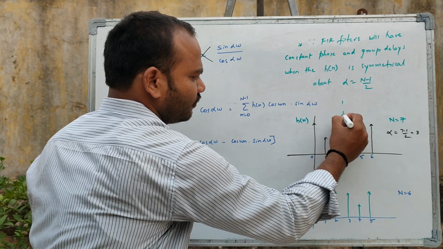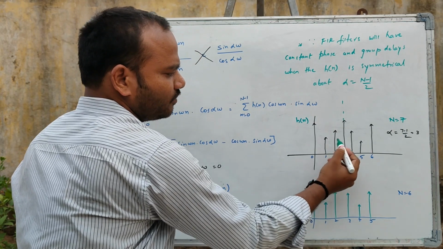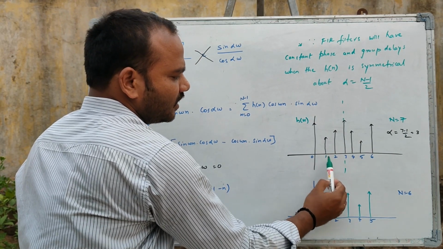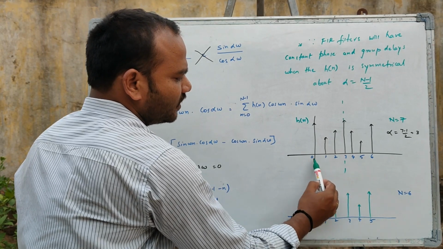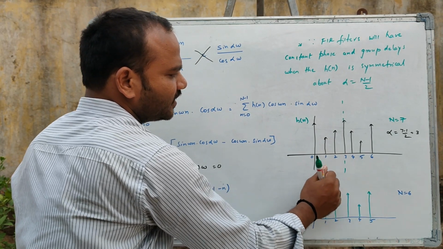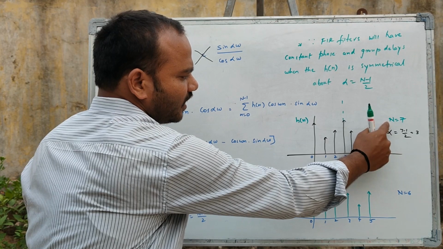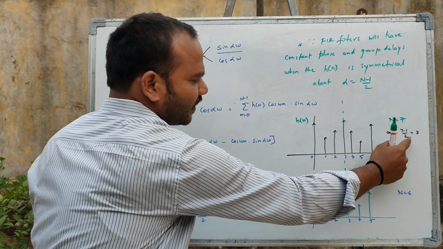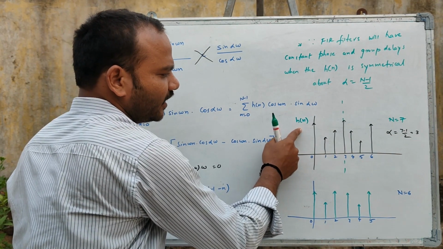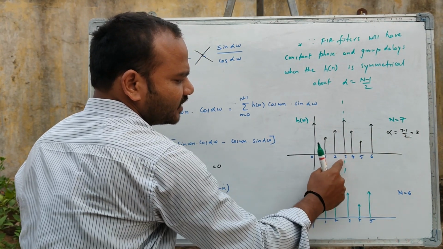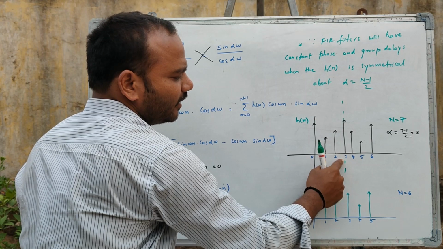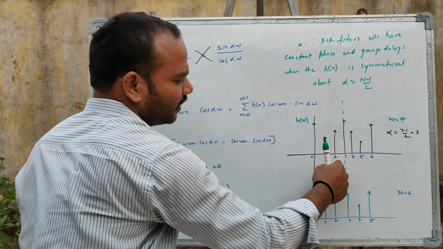So this is the line of symmetry. If you observe, the samples 2 and 4 are the same, 1 and 5 are the same, 0 and 6 are the same. That is, when N is odd and alpha value is 3, the impulse response h of n is symmetrical about alpha equal to 3. That is, it is symmetrical about the third sample.